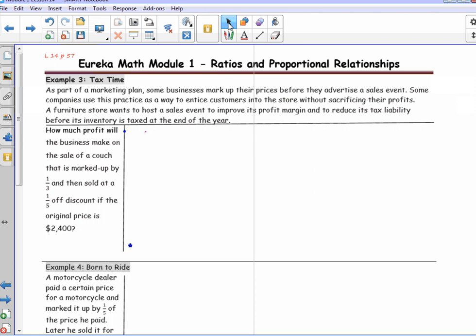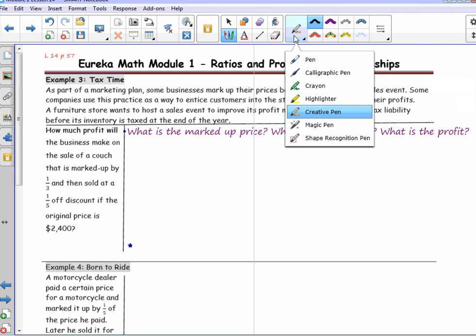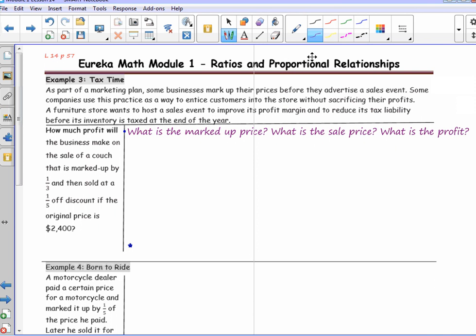So we have 3 things. We want to find out what the marked up price is of the couch. Then we'll need to know what is the sale price of the couch. And then when we know those 2 things, then we can find out what profit the company is going to make. So the first thing that we'll work on is finding the marked up price. And we're going to make a tape diagram to do that.